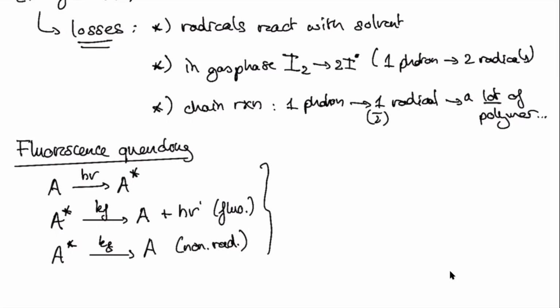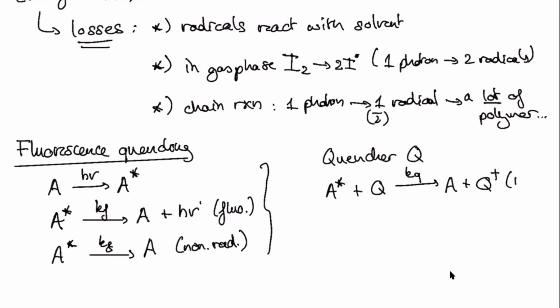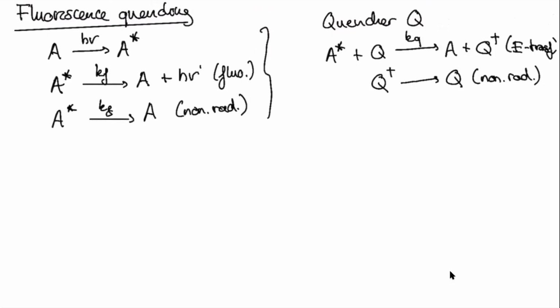So now if you add a quencher, Q, then we have the first excited state plus quencher with a rate kq, and that will go to the ground state plus the quencher in the excited state, so it's energy transfer. And then Q relaxes to the ground state, again non-radiative.